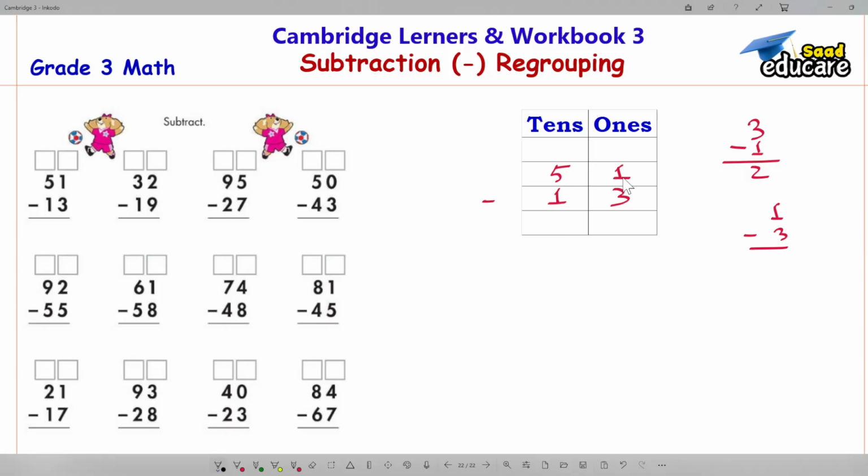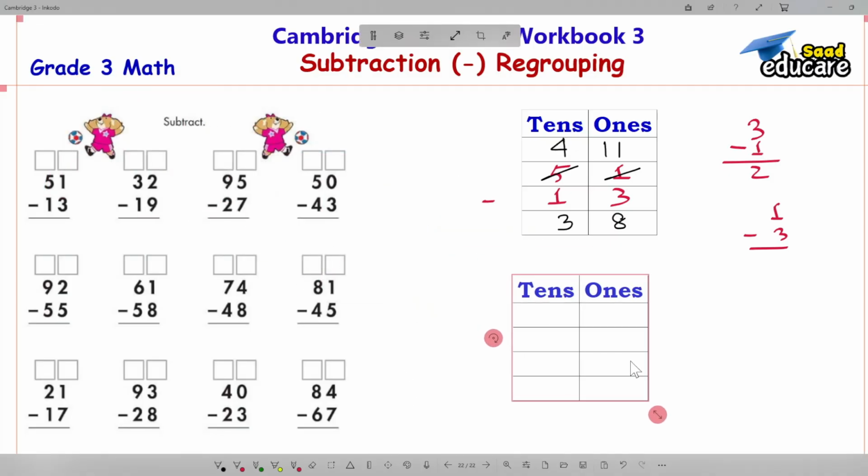So this 1 will become 11, right? Why? Because we take 1 from this 5, so this 5 becomes 4. Now look, 11 minus 3 will be 8. 4 minus 1 will be 3. Very simple.